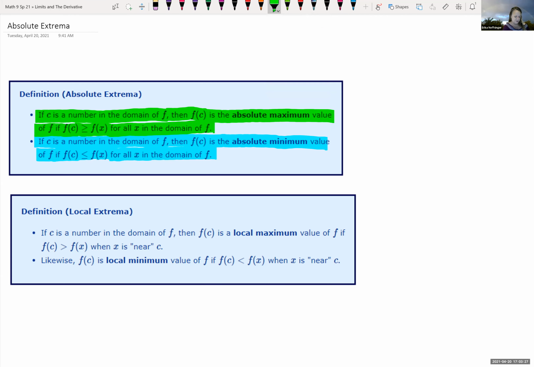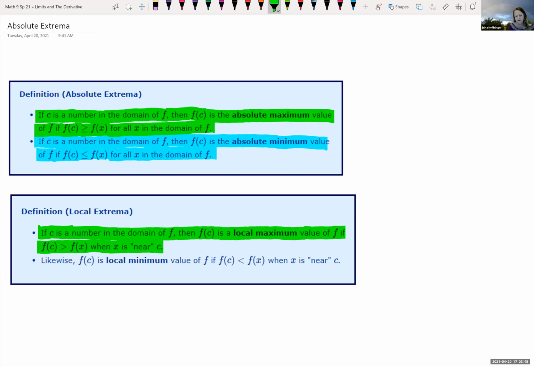For a local extremum, we called c a critical point or critical value. If c is a number in the domain of f, then f of c is a local maximum value of f if f of c is greater than f of x when x is near c. Basically, we can take a little interval around that value of c, and if it's the biggest value around for those values of x, then that's a local max, not absolute.